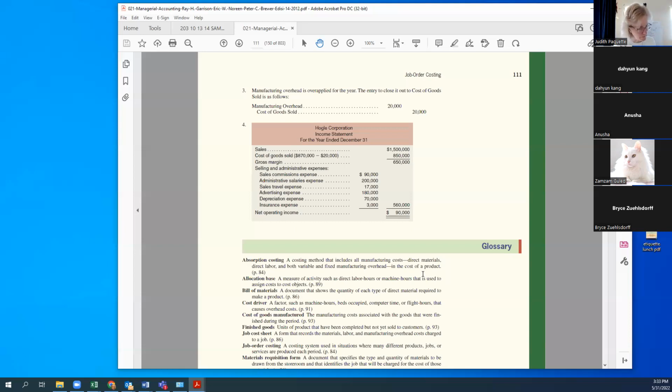So in our example in the course pack, you can see it right up here, we had 5,000 underapplied. So when we cleared it out, we credited manufacturing overhead. And then down here with cost of goods sold, we had to debit cost of goods sold and make it higher. Okay.